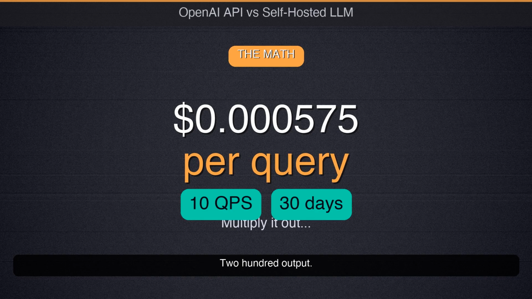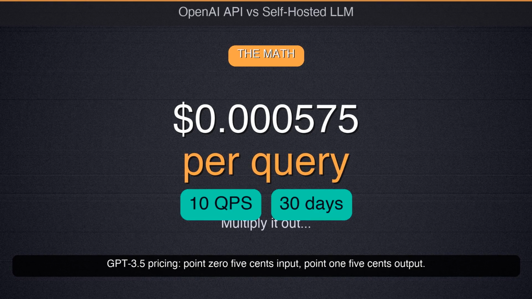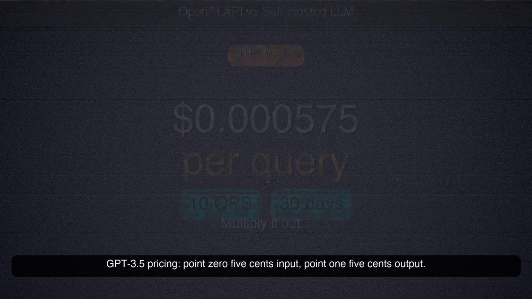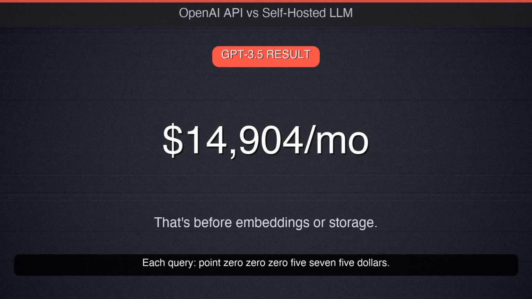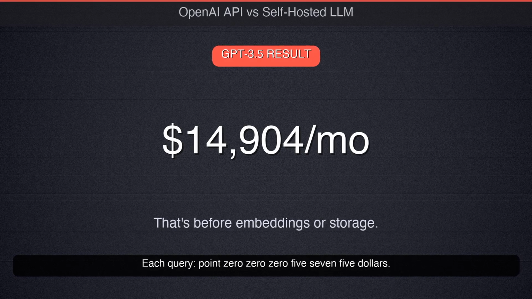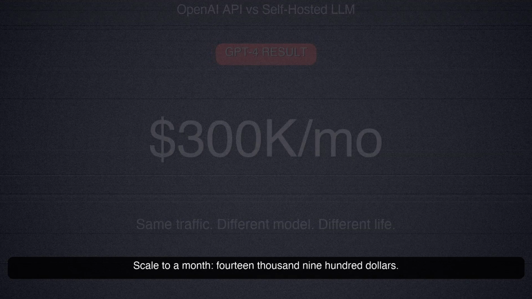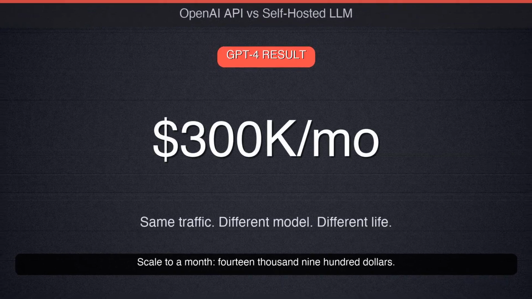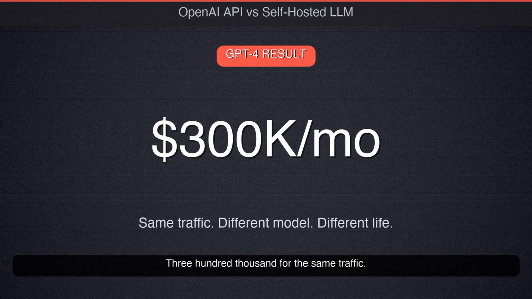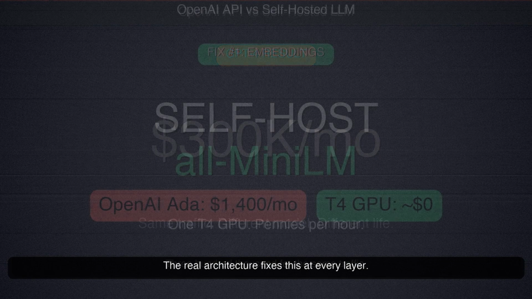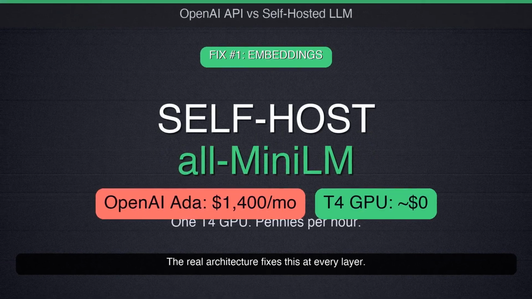Every token processed by OpenAI costs you money. ChatBot Inc. had 10 queries per second, 500 tokens of context, 200 tokens of output. Run the math. That's $14,900 a month, just for GPT 3.5. Dare to use GPT-4? $300,000. Same traffic. A real architecture has three cost levers.